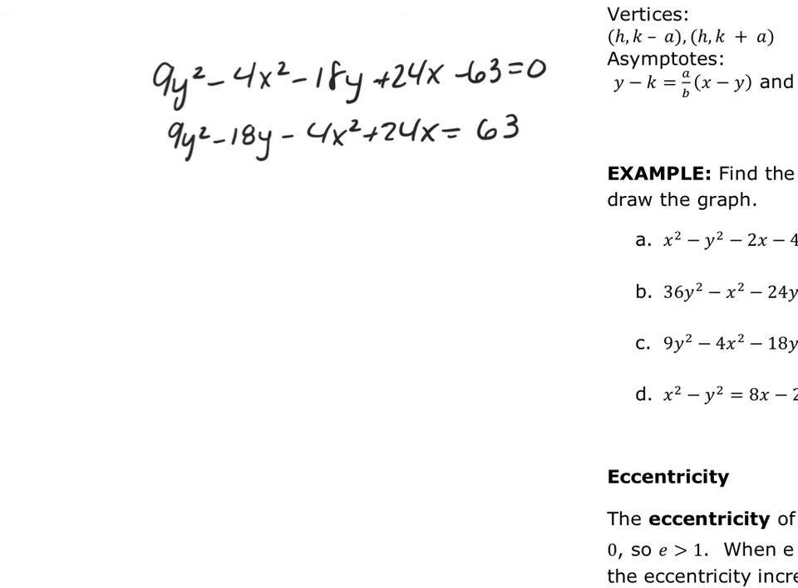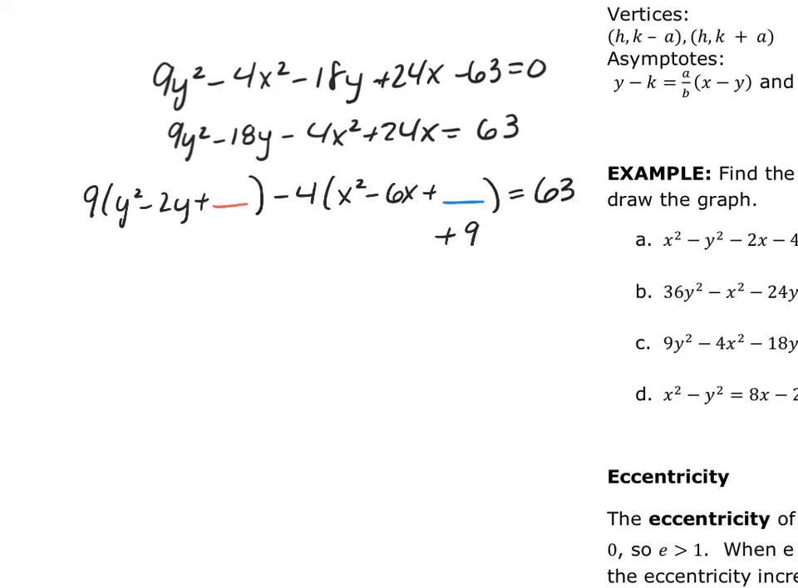Now what I'm going to do is give myself some space so I can complete the square. So I'm going to factor a 9 out of the first grouping, so y squared minus 2y plus some number, minus 4. You've got to pay attention to this. I'm factoring out a negative 4. That means that that becomes not positive 6x, but negative 6x, because I'm factoring out a negative 4. So it is x squared minus 6x plus some number, is equal to 63 plus 9 times some number, minus 4 times some number. Why did I not add 4 and some number to each side?